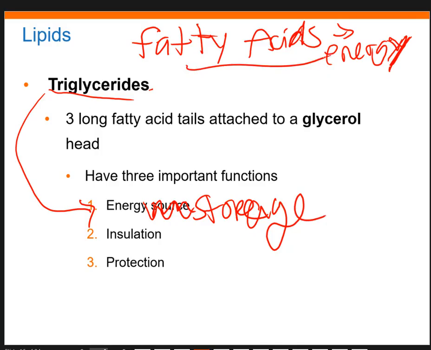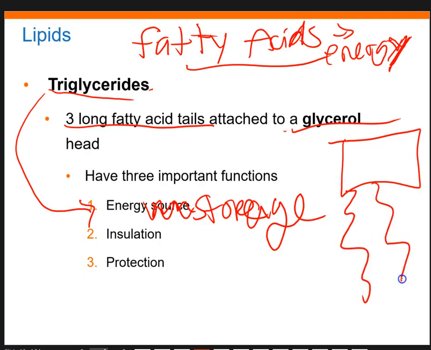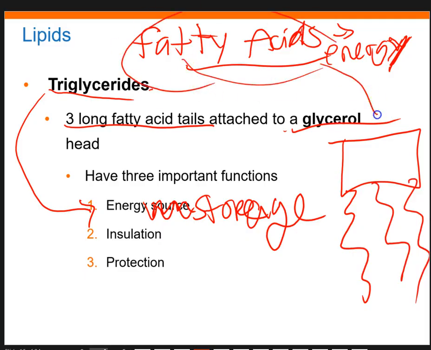So what is a triglyceride? A triglyceride is 3 fatty acids attached to a glycerol. So it's like there's this molecule called a glycerol that's this head region, and then there are 3 fatty acid tails. That's how we take these individual fatty acids and create a bigger molecule that we can store in the body for later.